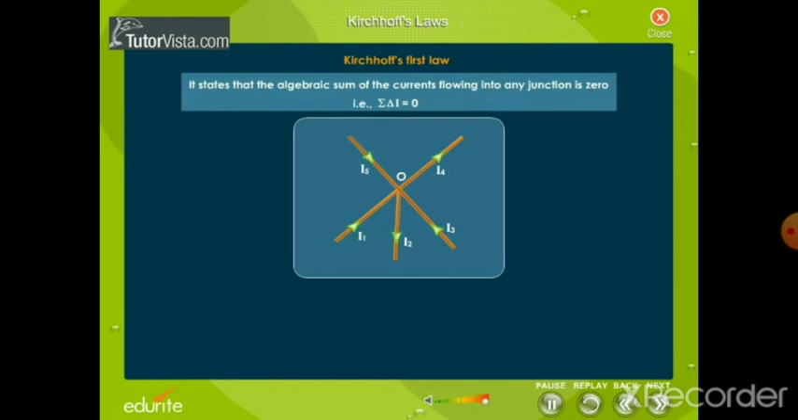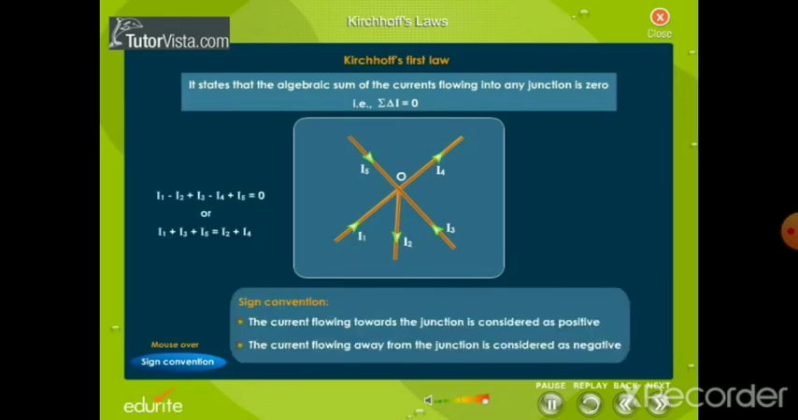To take their algebraic sum, we assume the sign convention. The current flowing towards the junction is considered as positive. The current flowing away from the junction is considered as negative. Applying the sign convention, I1, I3 and I5 are positive and I2 and I4 are negative. That is, I1 minus I2 plus I3 minus I4 plus I5 is equal to 0.